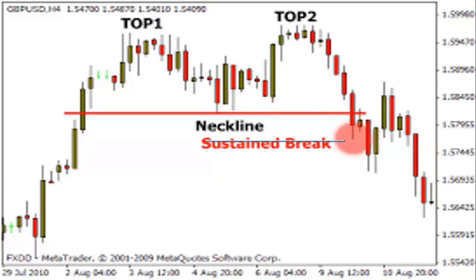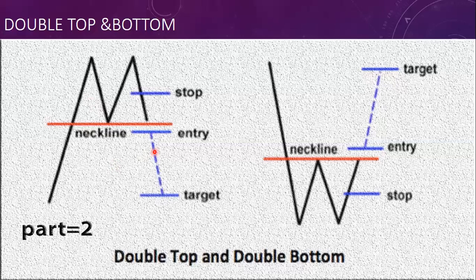Can I ask you something, Mohammed? Why in this double M and W, the entry is a little bit upper or lower than the neckline? Because I can't go from here, because I don't know if it will really break the neckline or not. It has to break the neckline and give me a full, for example, 4-hour candle down to be sure it's already broken.